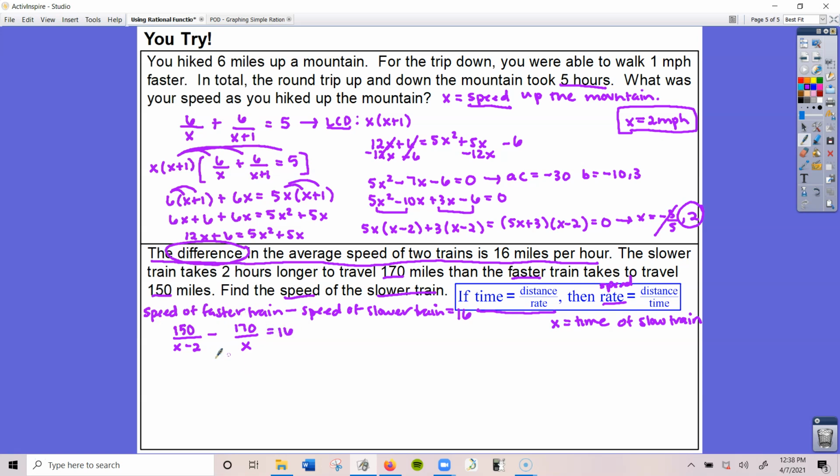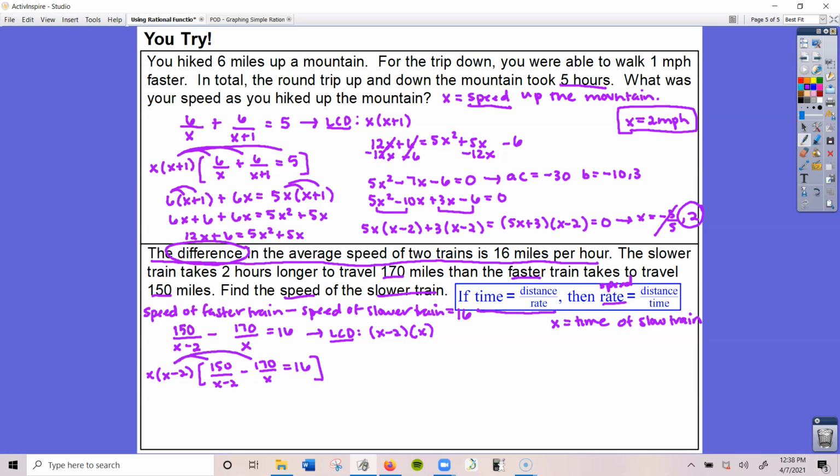So now that we have our equation set up, we need the LCD. My LCD here would be x minus 2 times x. So now we're going to multiply this LCD to the entire equation. So x times x minus 2 times 150 over x minus 2 minus 170 over x is equal to 16.